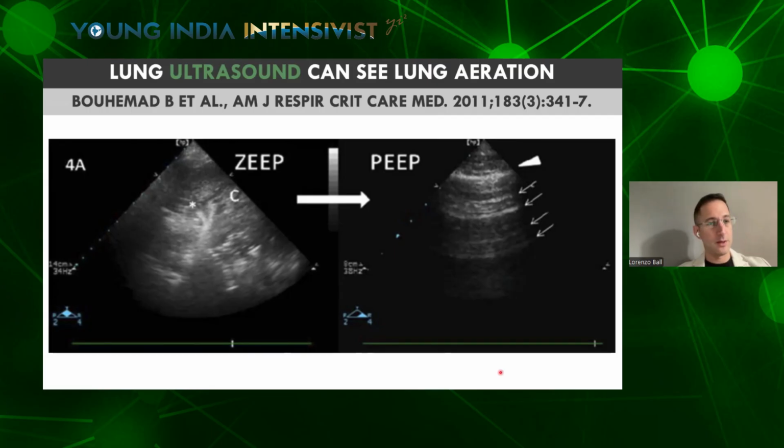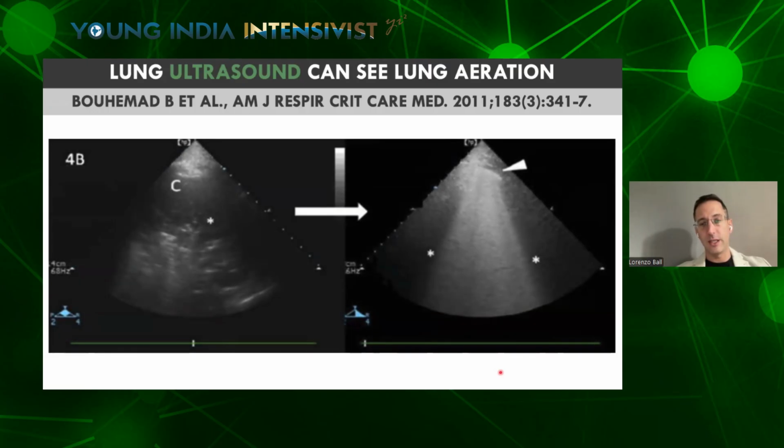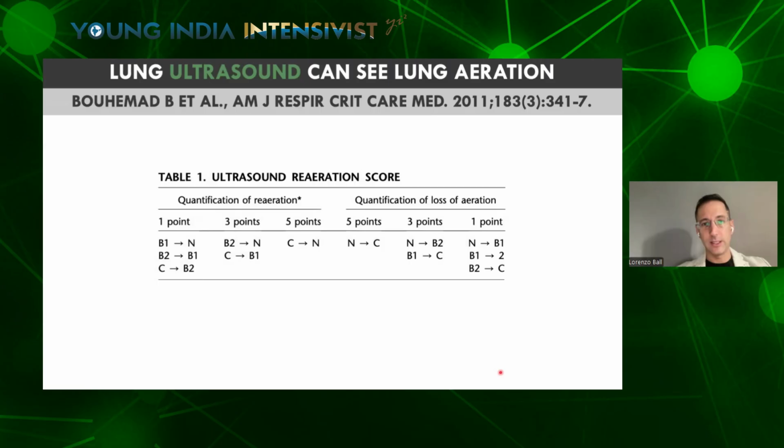The group from Paris, the group of Bouhemad, Mongodi and collaborators, demonstrated that in addition to the visual inspection of the lung, like CT, we can quantify the amount of tissue that we recruit using lung ultrasound. They developed this score. For those of you that are interested, this paper is open access. You can reach it easily. And the authors proposed a score in which each switch of pattern in the lung ultrasound in several lung regions was associated with a certain number of points.